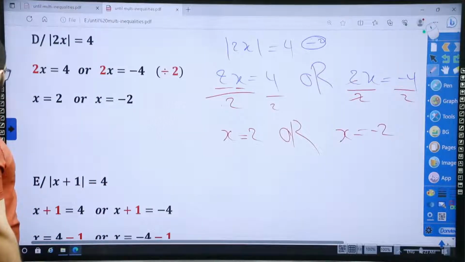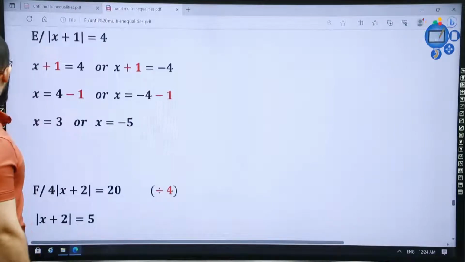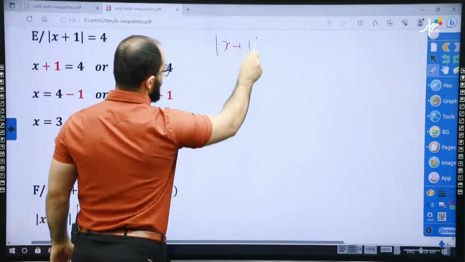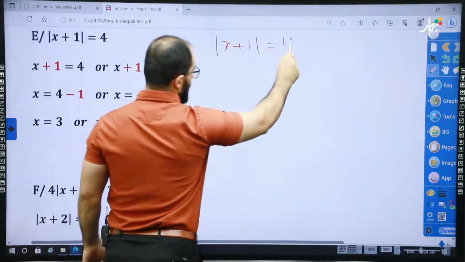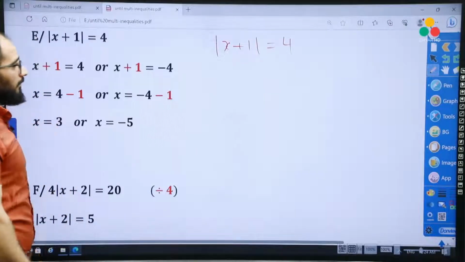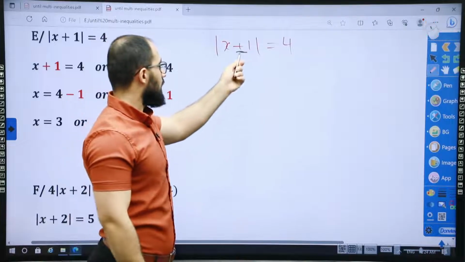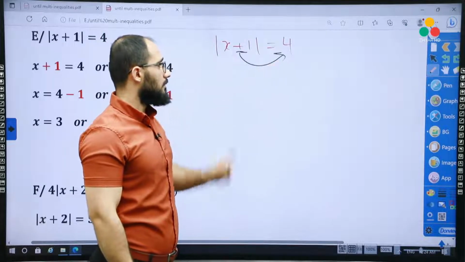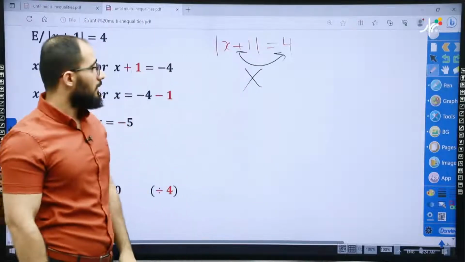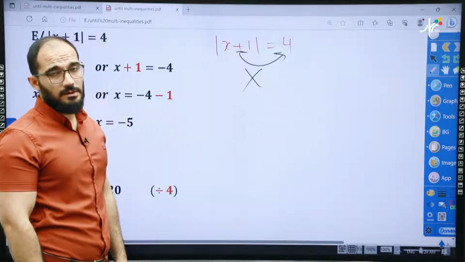Then the next example, example E: the absolute value of x plus 1 is equal to 4. Again, maybe some of you think about moving the 1 to the other side, but it's not the right way. You are going to get a wrong answer, so it's not a good idea.